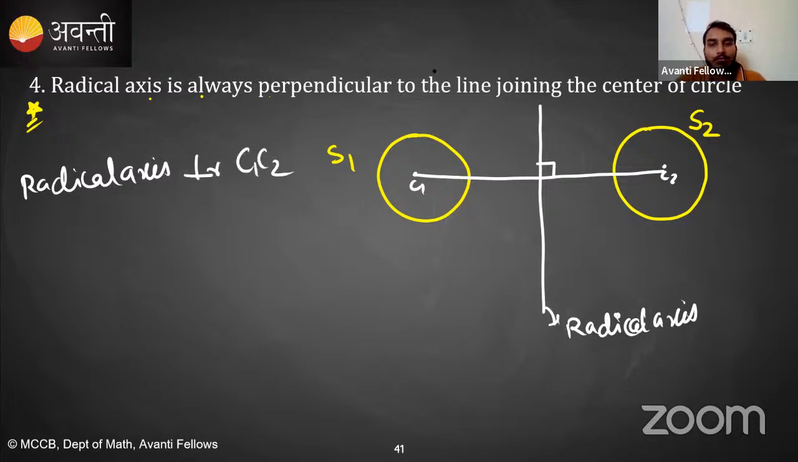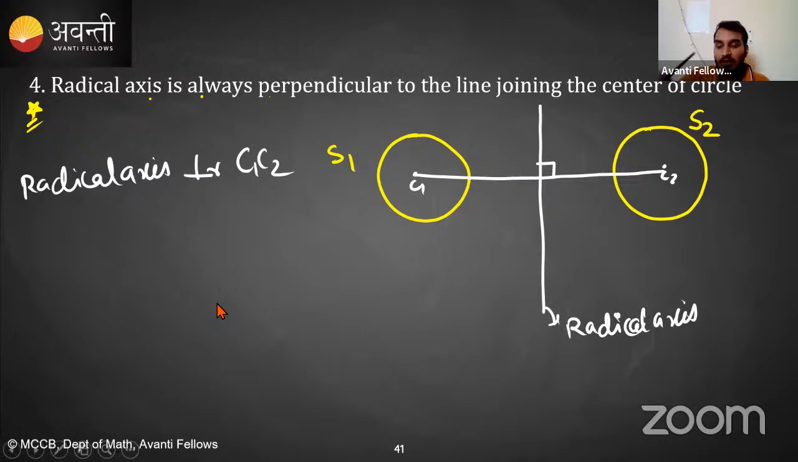Is this clear, everyone? Or do you have any doubt with this? Quickly let me know in the chat box how many of you have doubt, or how many of you got a clear understanding of the radical axis. Is there anyone in the class who doesn't understand till now? All clear?